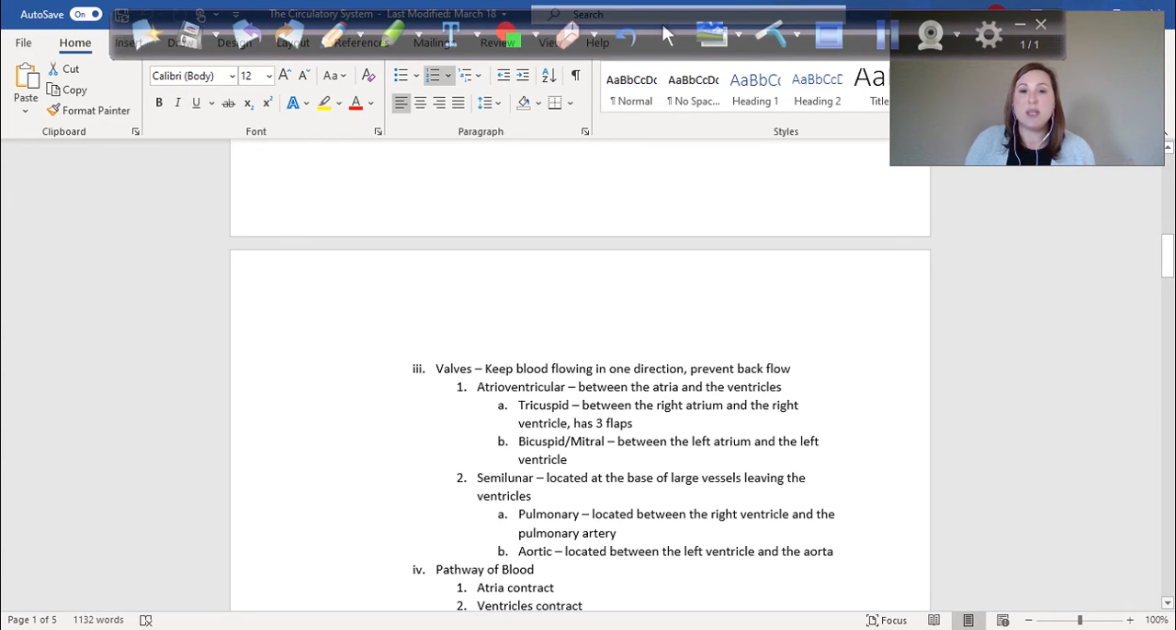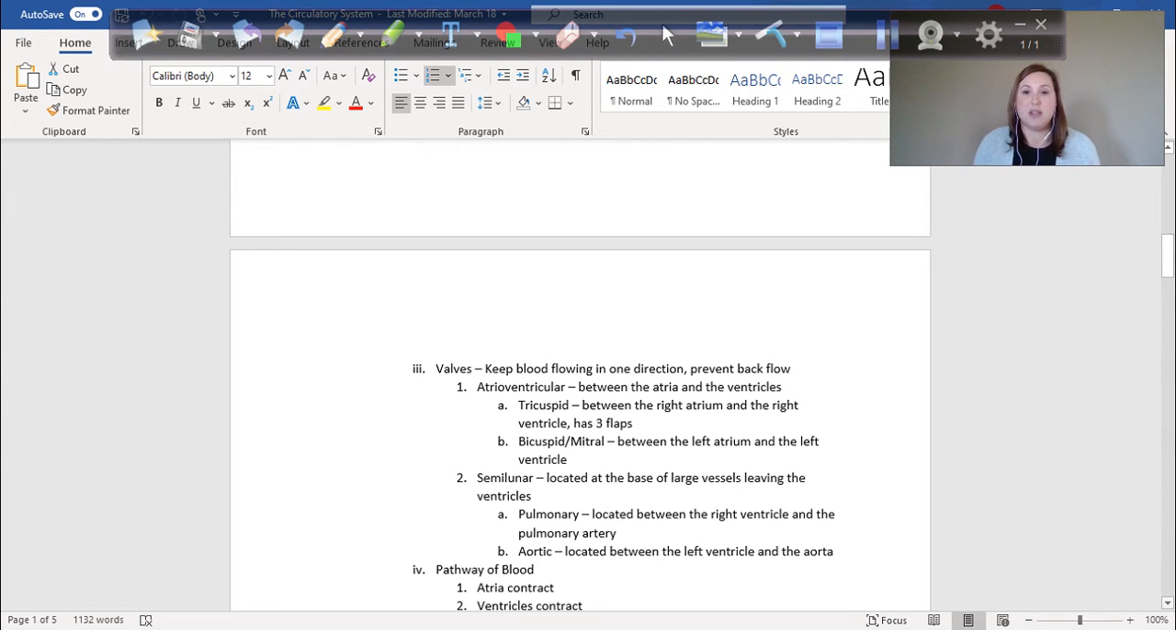You have the tricuspid and the bicuspid. So the tricuspid is on the right side. It's between the right atrium and the right ventricle. It's a tricuspid because it has 3 flaps that open and close. The bicuspid is between the left atrium and the left ventricle. It's called the bicuspid because it only has 2 flaps.